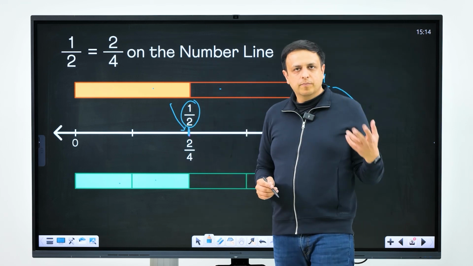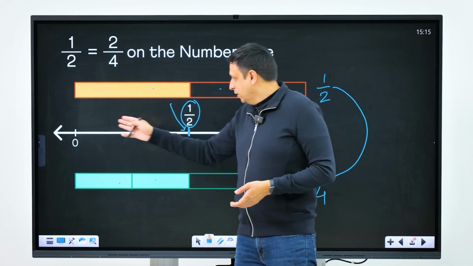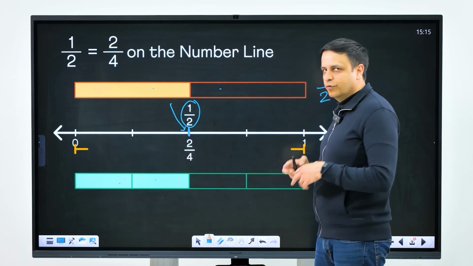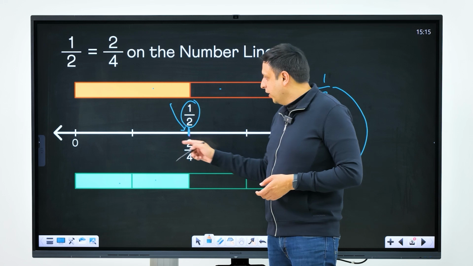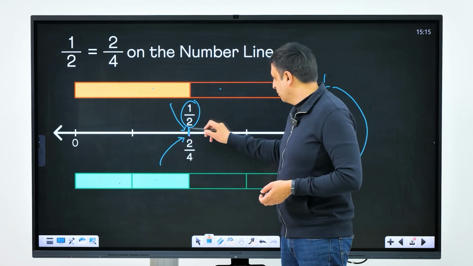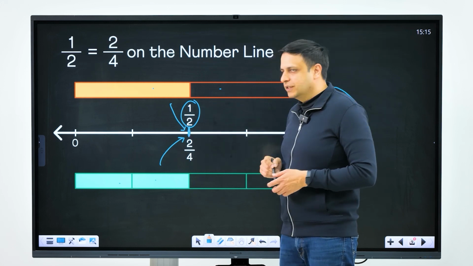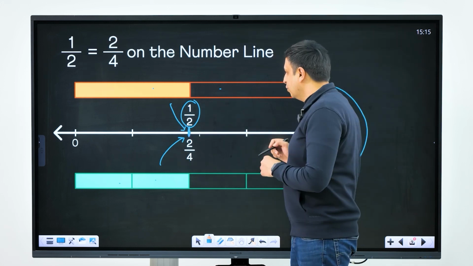And now if I had to represent the fraction 2 over 4 on the number line, what would I do? Well, for that I would divide the interval from 0 to 1 into four equal parts and pick the point that's two parts away. But as you can see, that point will also be over here. So this point represents both the fraction 1 over 2 and 2 over 4.